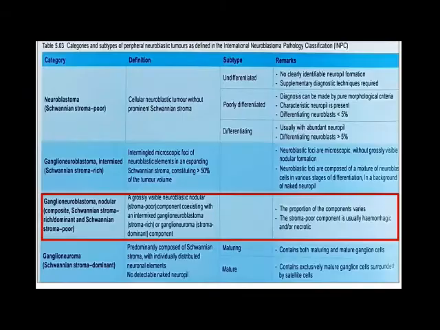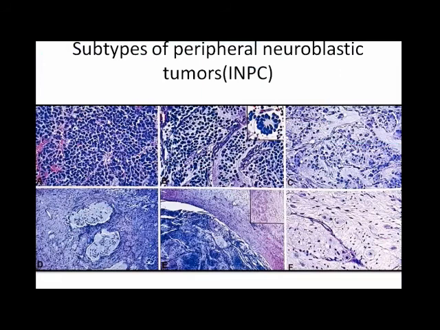Okay. Talking a little about the classification of the peripheral neuroblastic tumors, it is generally based on the Schwannian stroma, which determines the category. If it is Schwannian stroma poor, then the neuroblastoma category is given, and that is again subdivided into undifferentiated, poorly differentiated, and differentiating. This is the poorly differentiated variant of the neuroblastoma, where hardly any neuropil is seen. Here it is less than 5%, here more than 5%.